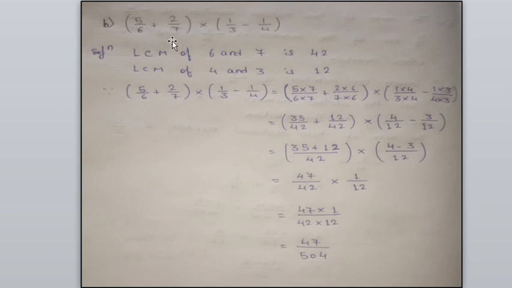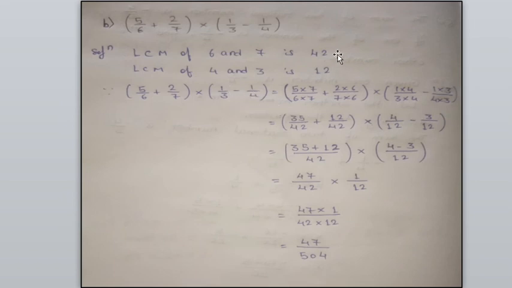So here first we will write the LCM. The LCM of 6 and 7 will be 42, means simply multiply 6 into 7, that is 42, and the LCM of 3 and 4 is 12, that is 4 into 3 is 12. It means what we did here, cross multiplication. So that is (5/6 + 2/7) × (1/3 − 1/4) equals to.